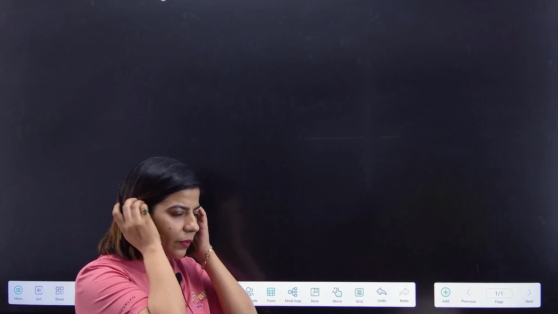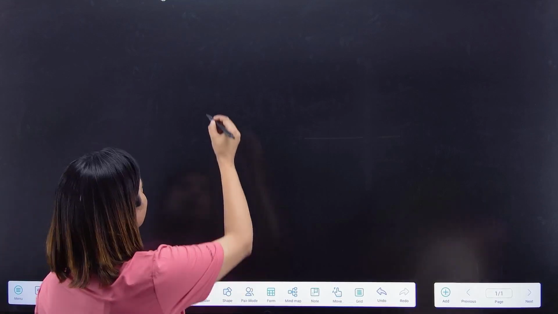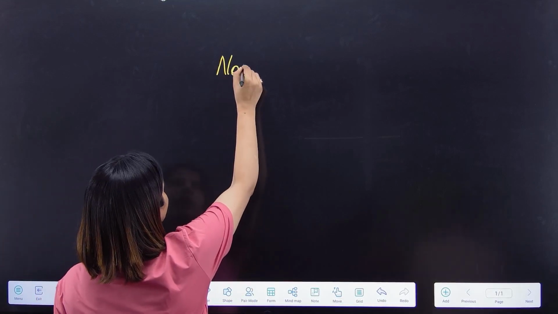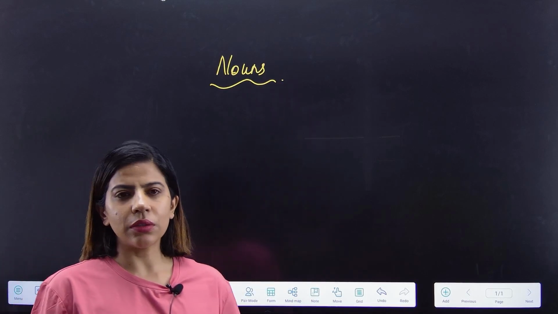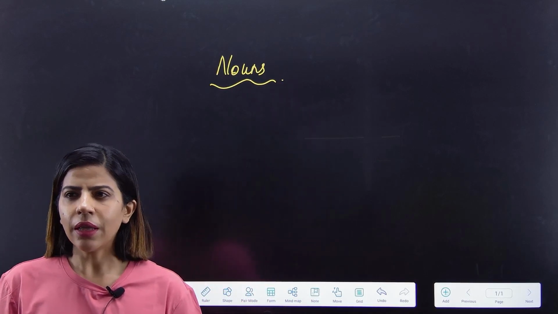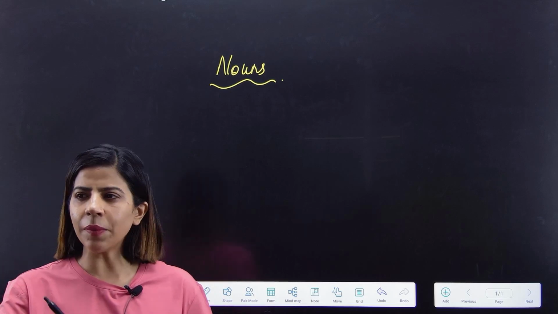Am I clear? Right. So let's begin with the first topic of the day, that is nouns. What are nouns? Anyone? Name of a person, place, animal, or a thing, right?